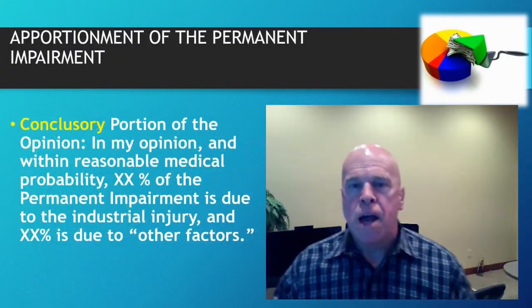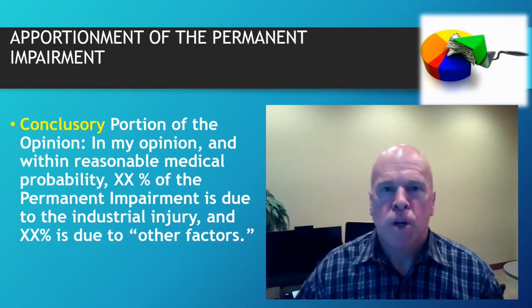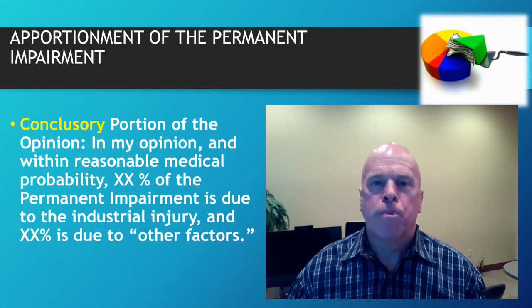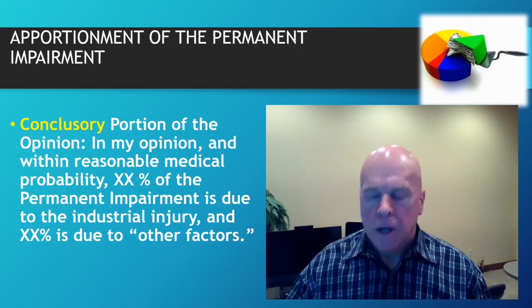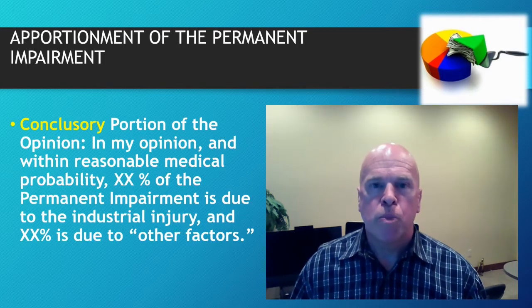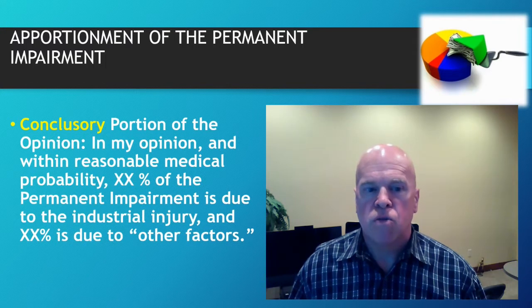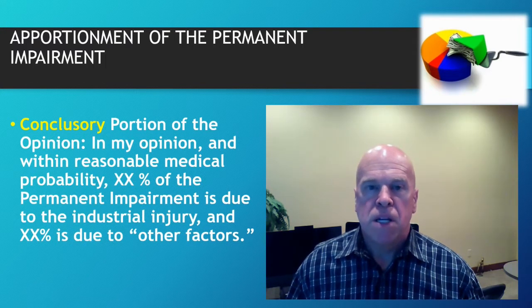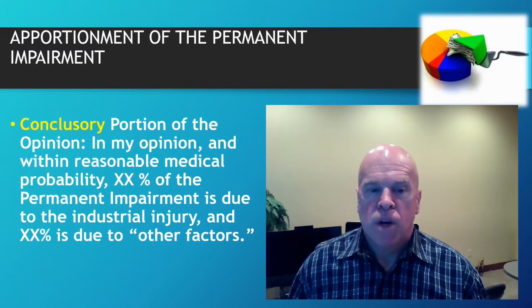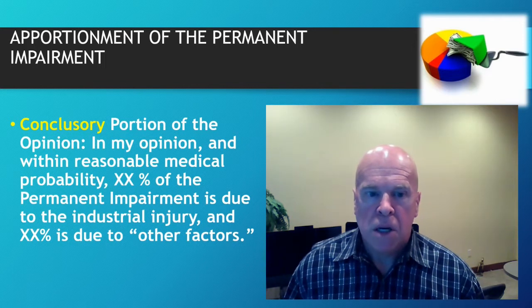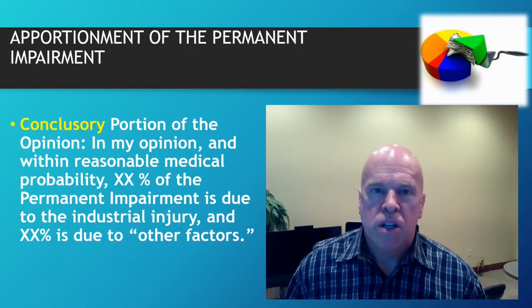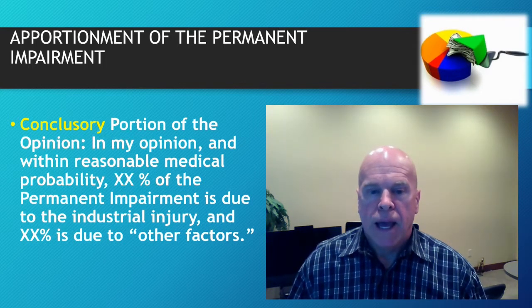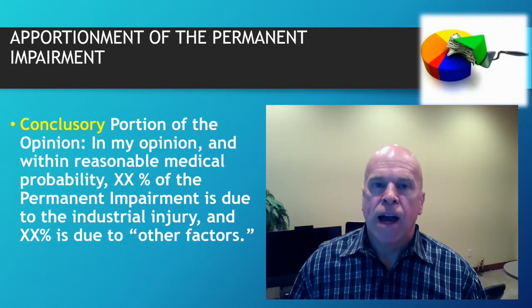So when it comes time for you to write the apportionment argument within the body of your report, you begin your argument with the conclusory portion of the opinion. The conclusory portion of the opinion can be phrased as follows. In my opinion, and within reasonable medical probability, X% of the permanent impairment is due to the industrial injury, and X% is due to other factors.